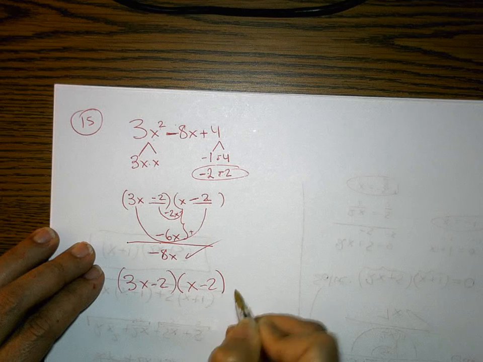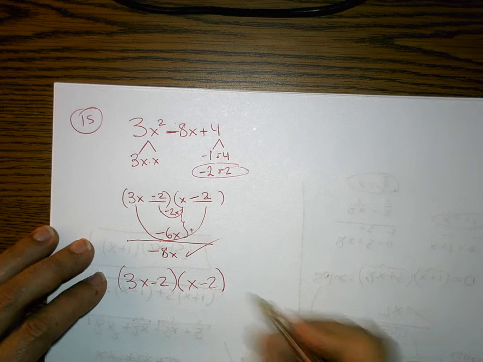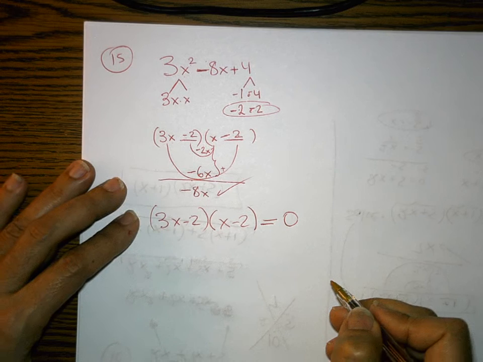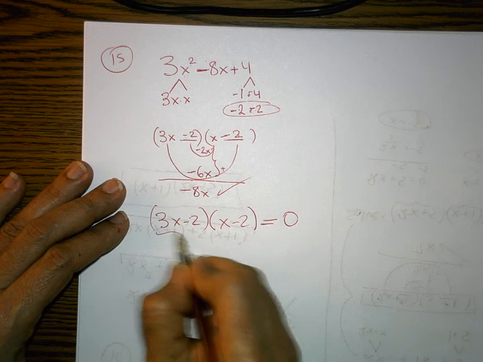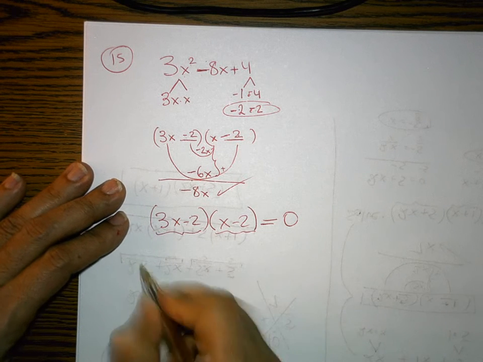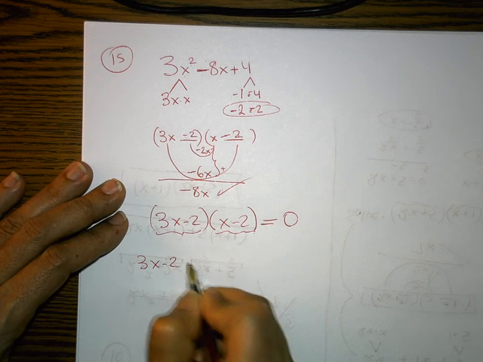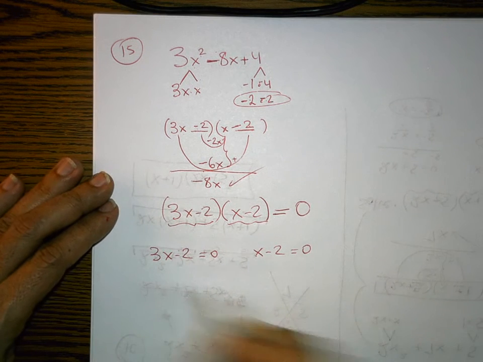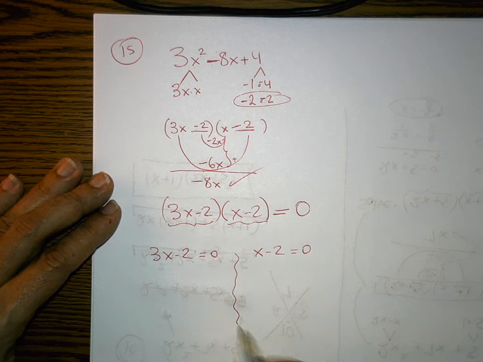That's the answer. Now for me to solve it, I'll set it equal to 0. I will set each of the factors equal to 0. This is one factor, this is another factor. 3x minus 2 equals 0, and x minus 2 equals 0. Okay? I'm going to solve each of them separately for x.